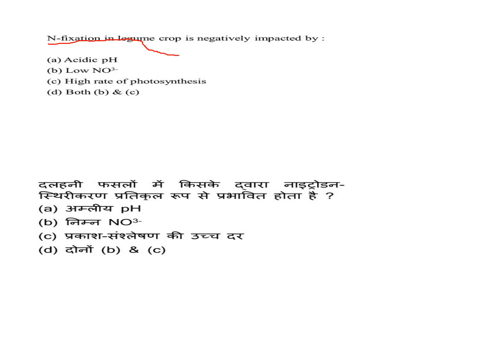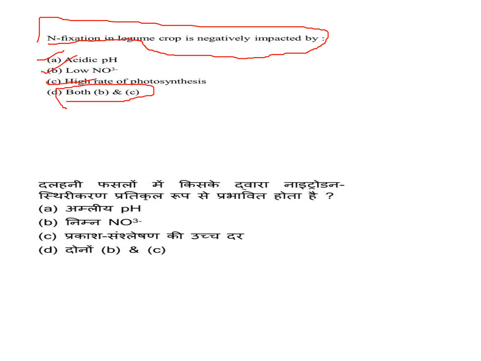N fixation in legume crop is negatively impacted by: acidic pH, low nitrates, high rate of photosynthesis, both B and C. The answer is both acidic pH and low nitrates. Both influence the nitrogen fixation in a negative way. Acidic pH, what does it create? It impairs the activity of molybdenum and increases aluminum toxicity. So because of this, nitrogen fixation will be impaired. And along with this, rhizobial bacteria will be malfunctioning under acidic pH.